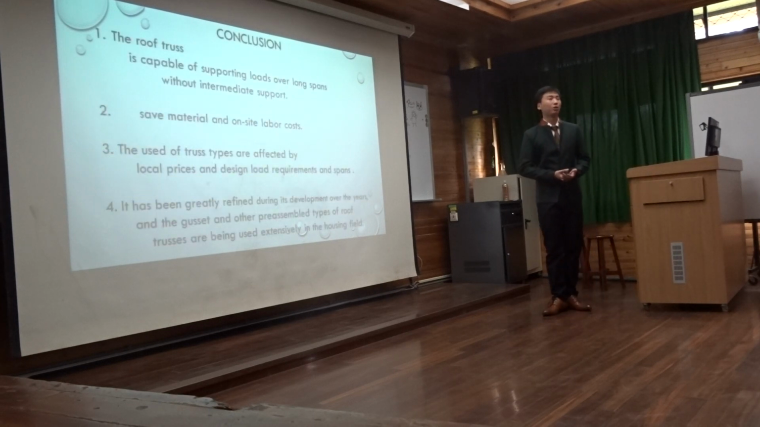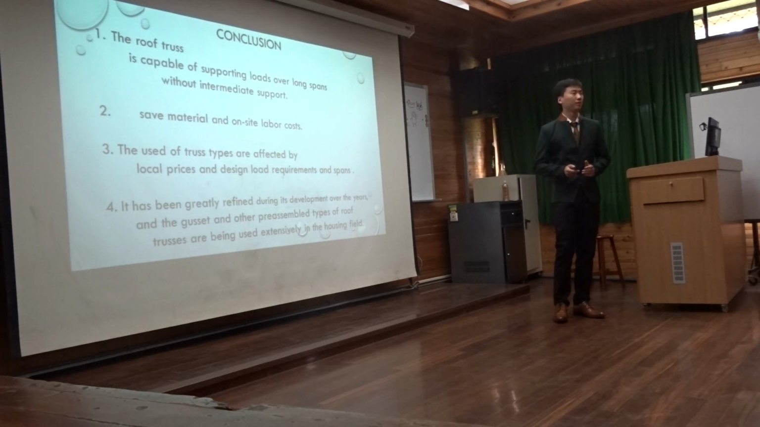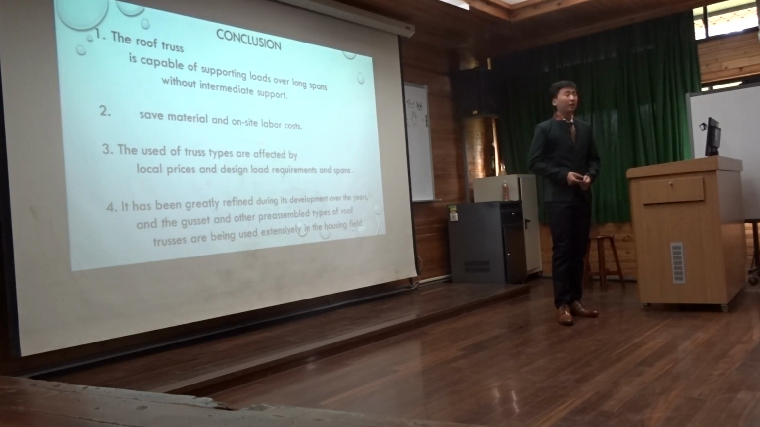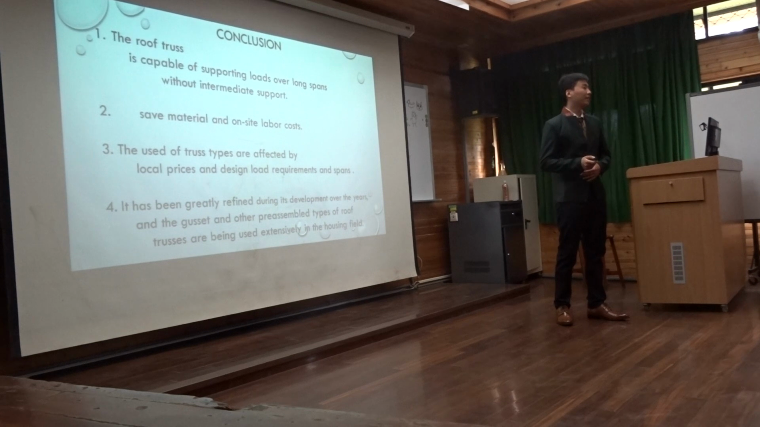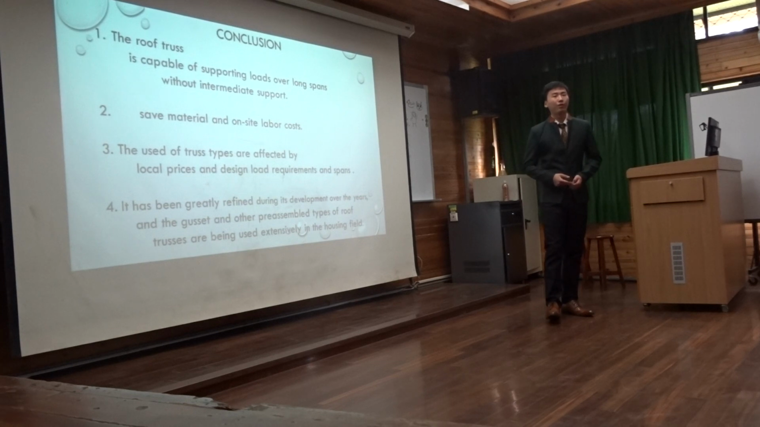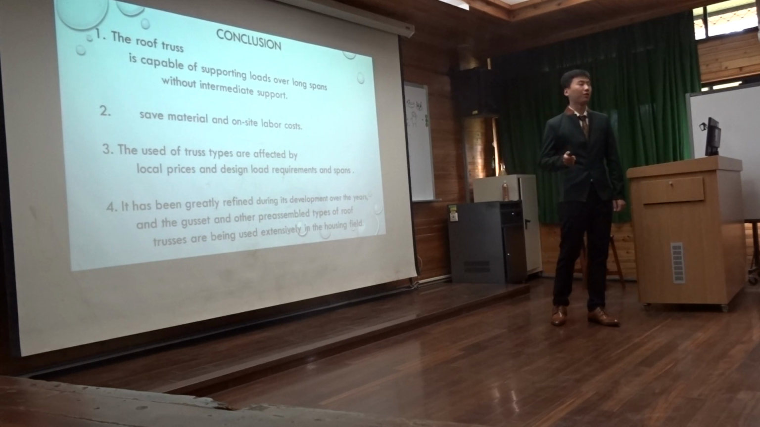Finally, the conclusion. First, the roof truss is capable of supporting loads over long spans without intermediate support. Second, roof trusses can save material and on-site labor cost. Third, the use of truss types is affected by local price, design code requirements, and the span. Fourth, it has been greatly refined during its development over the years. Gusset and other pre-assembled types of roof trusses are being used extensively in the housing field.